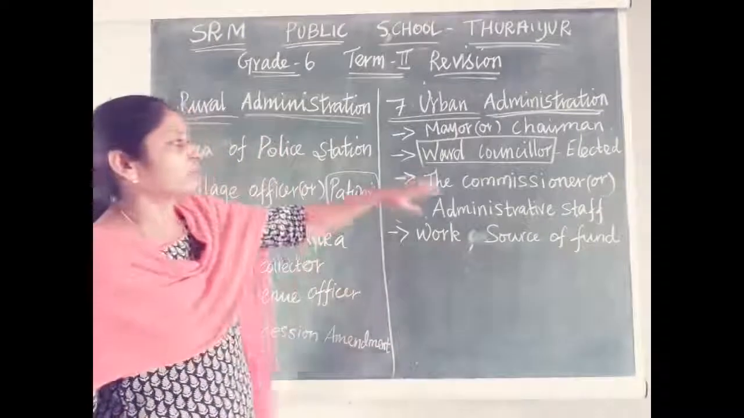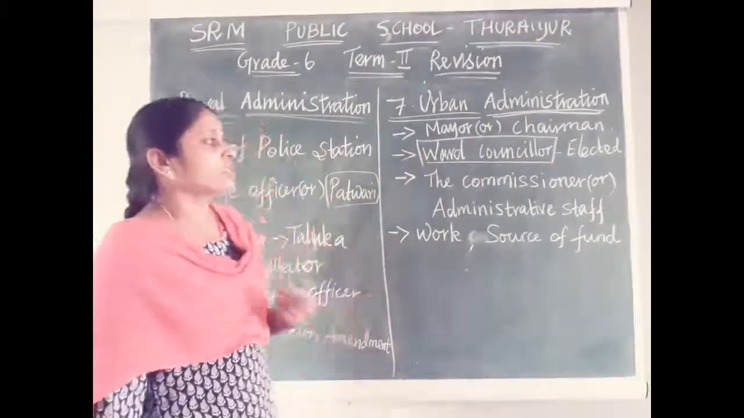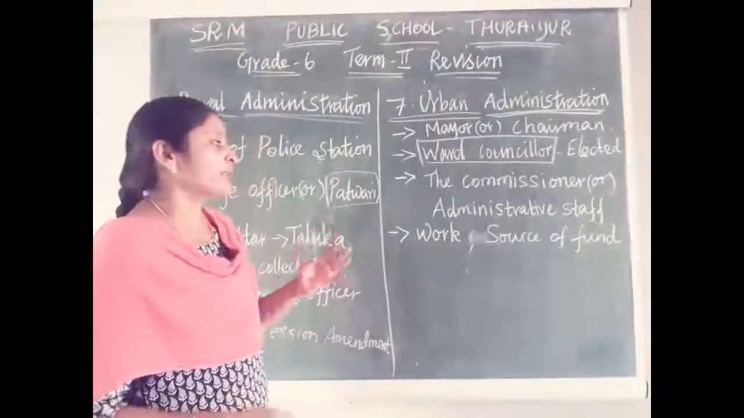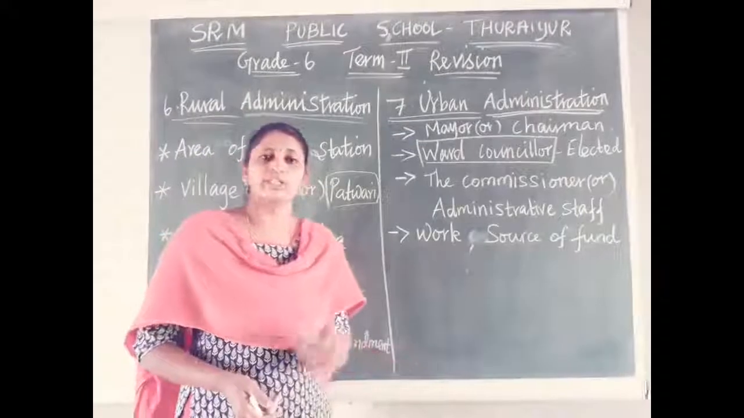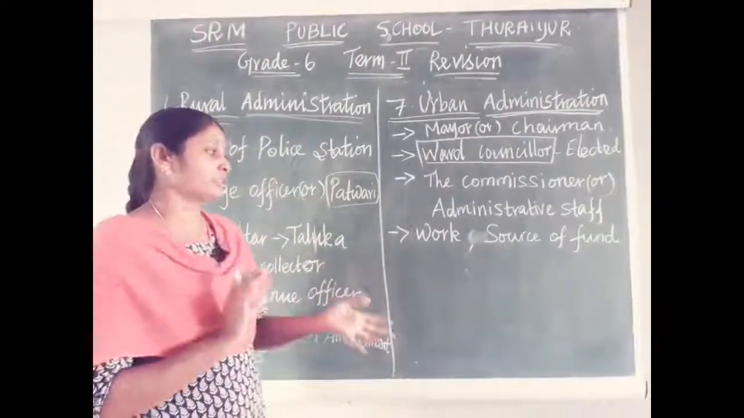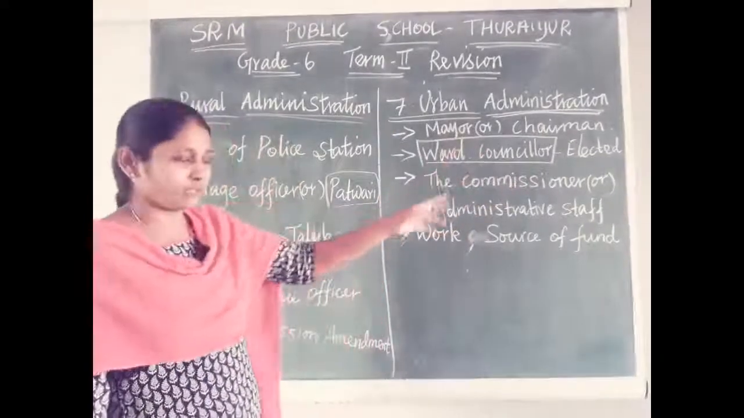So the ward councillor, mayor and chairmen are elected by the people through election. But the commissioner and administrative staff are appointed by the government. You should know the differences. Every 5 years once only, the local body election will be conducted.